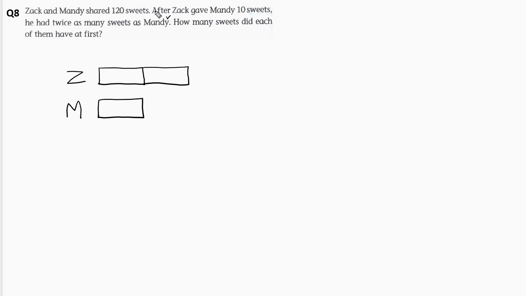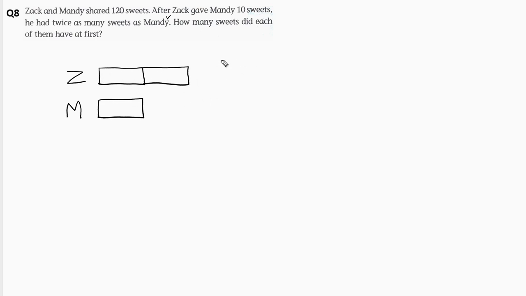What we don't have is this bit, because it says that it was only after Zack gave Mandy 10 sweets that he had twice as many sweets as Mandy. So we need to bear that in mind. Also, note we're told that Zack and Mandy shared 120 sweets. There've been no sweets given away to someone outside, someone who's not Zack and Mandy, and no one's come along to give them some sweets. The sweets have been interchanged.